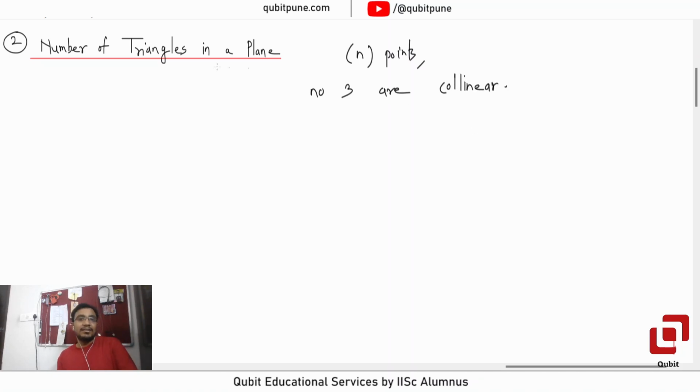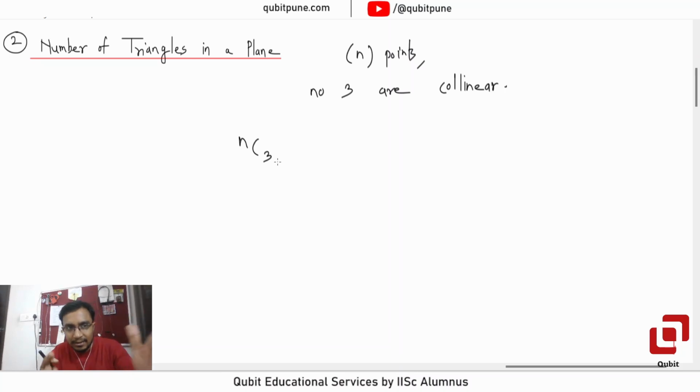Then how many triangles can be constructed? nC3 triangles. Because then the problem becomes picking 3 points out of n points, and we know that if we have any 3 non-collinear points, then we'll always get a triangle.